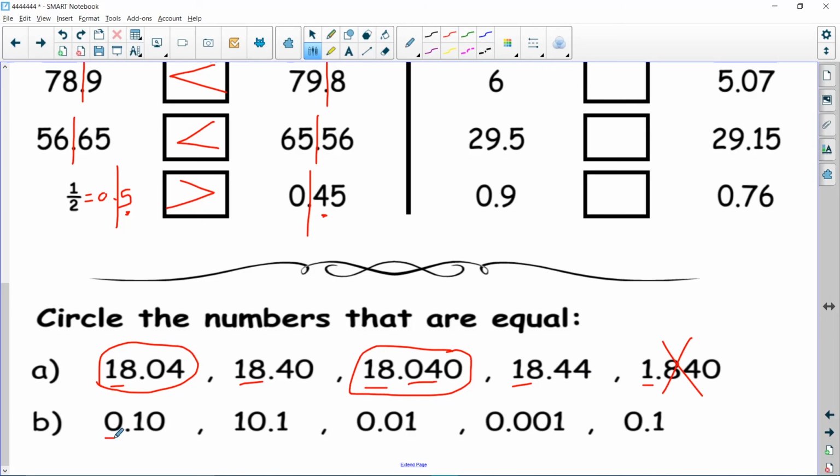Look on the whole number. 0, 10, 0, 0, 0. The different number here is 10.1. Look on the right. 1, 0. 0, 1. No. 1. I can add here 0. It becomes 1, 0. And here 1, 0. Then I will choose these two numbers.